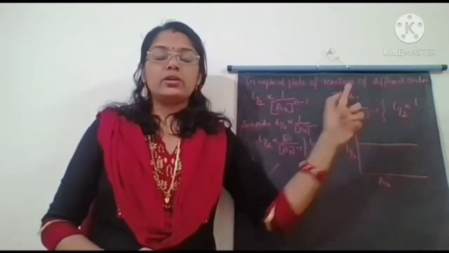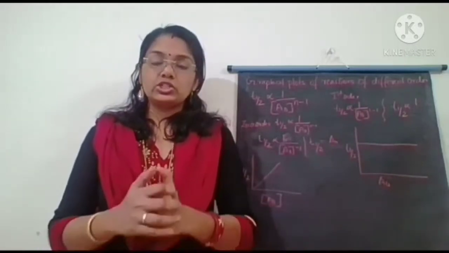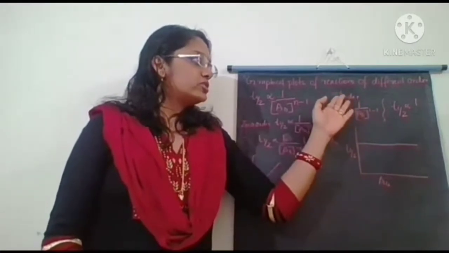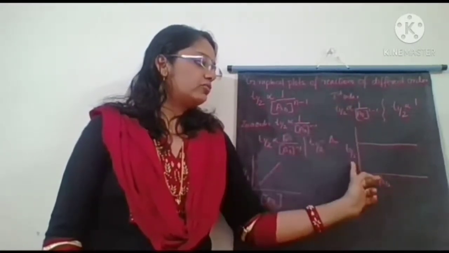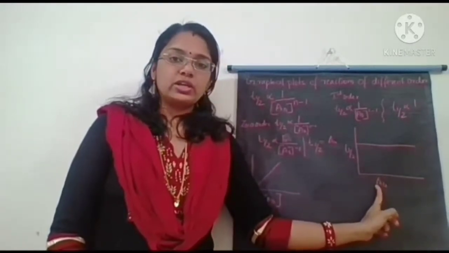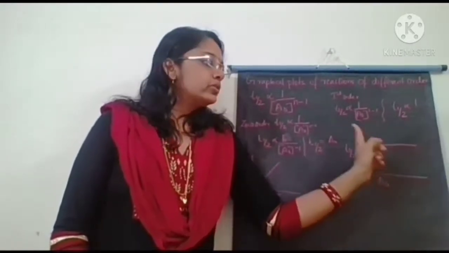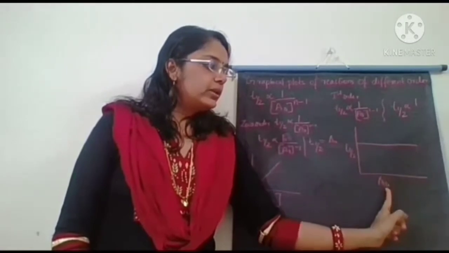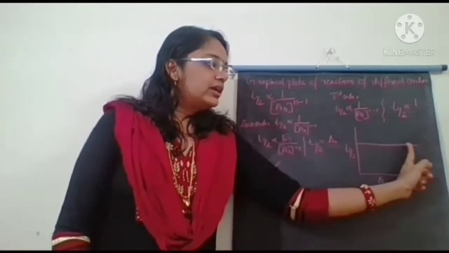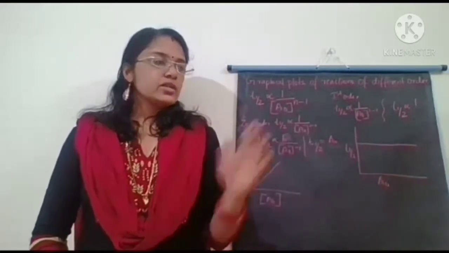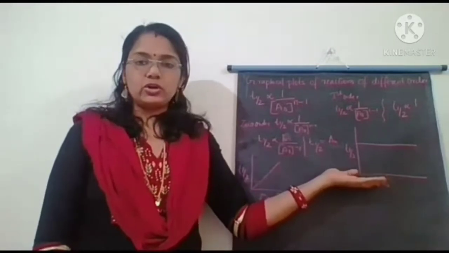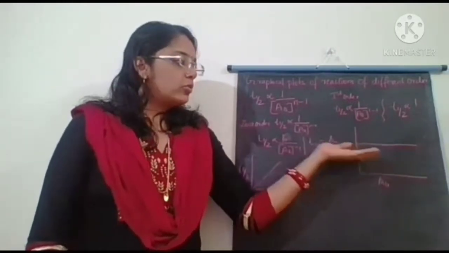That means T-half is independent of the initial concentration of the reactant. So when we plot a graph for first order reactions between T-half on the y-axis and A0, that is the initial concentration of the reactant, on the x-axis, here T-half will be independent of the initial concentration of the reactant. So we will get a graph like this.